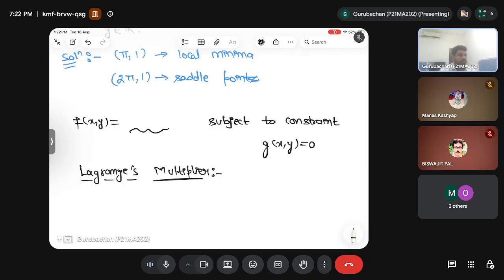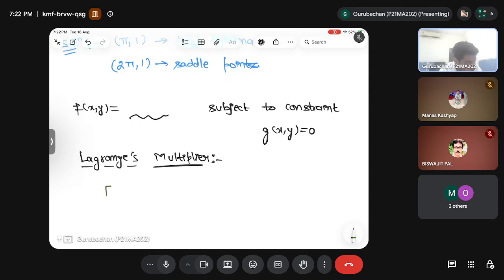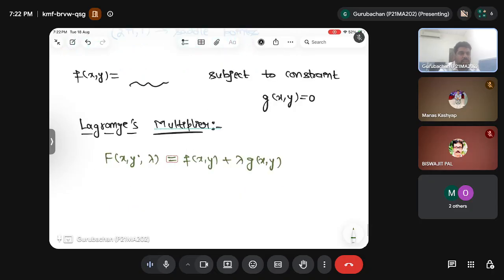How do we apply Lagrange's multiplier? For Lagrange's multiplier, you first need to define F(x, y, lambda). This is like f(x, y) plus lambda times g(x, y). Again, there will be some necessary condition and some sufficient condition.